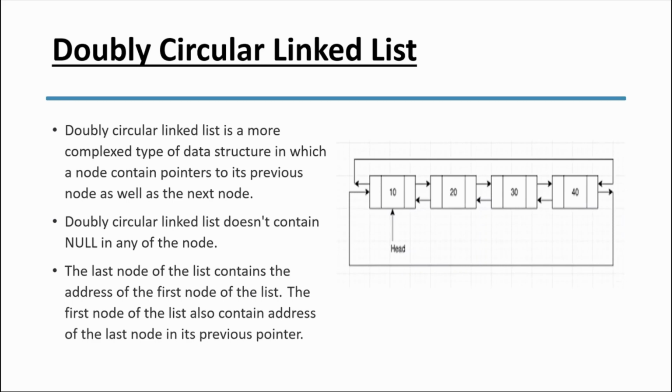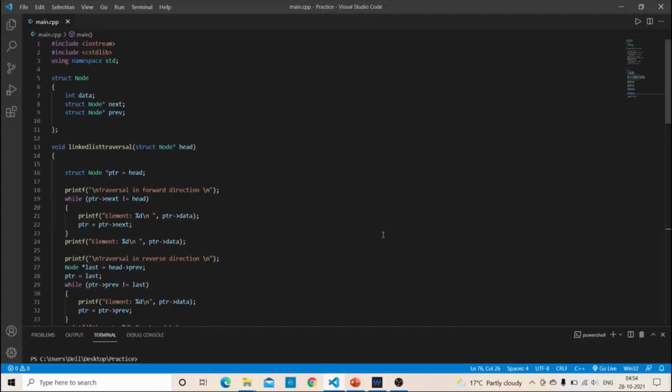So in this picture you can clearly see that each node contains the address to the next node as well as the previous node, and the last node contains the address to the first node, that is the head. Now let's directly jump onto the code for doubly circular linked list. So now for the coding part of doubly circular linked list, we have done nothing different. We have basically just combined the coding parts of circular linked list and doubly linked list.